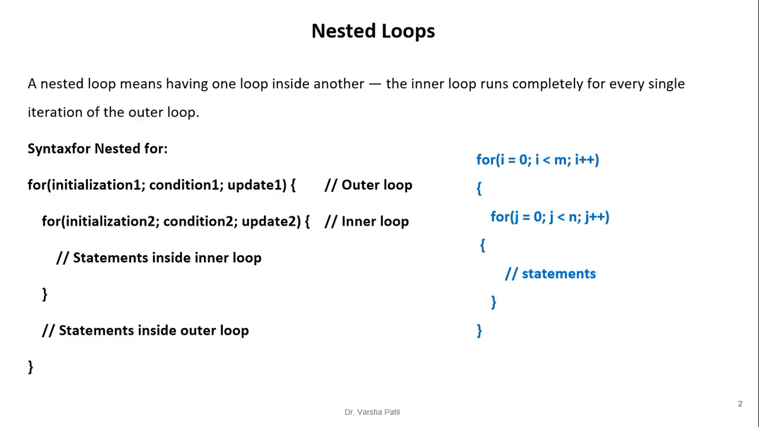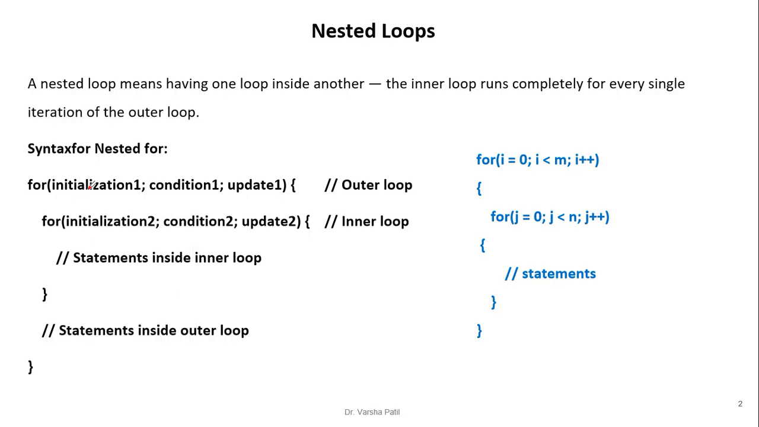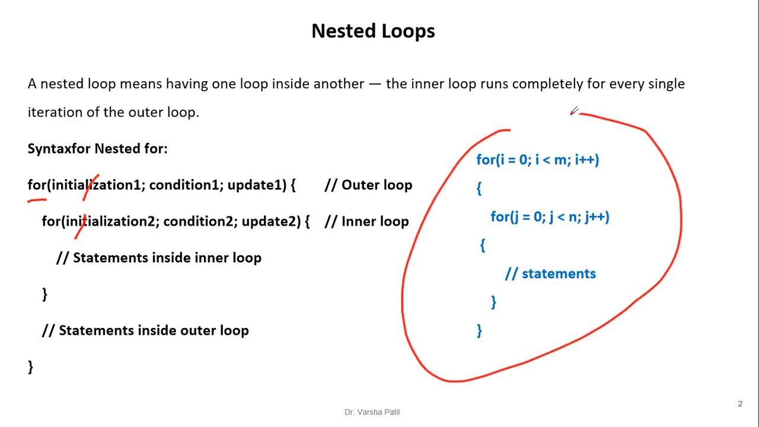Now this is the syntax for nested for. Here one loop is outer and this is the inner loop. First execution starts from the outer loop, then it will go to the inner loop. First it completes the inner loop, then again it will move to the outer loop. This will be very well explained with the help of an example. The example is given here, but I will explain it further later, not now.